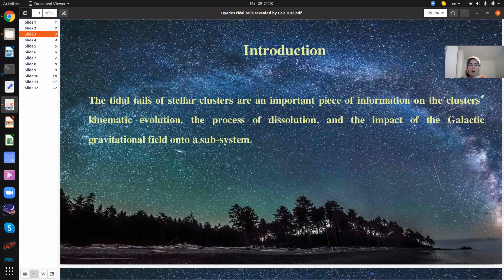And about the Hyades cluster, it is the nearest open cluster to our sun, and the distance is around 46 parsec according to Gaia DR2 release 1, and around 47 parsec according to Gaia DR2 release 2.